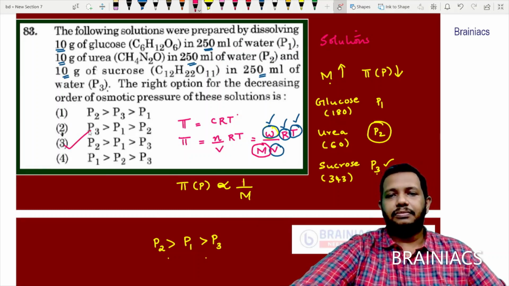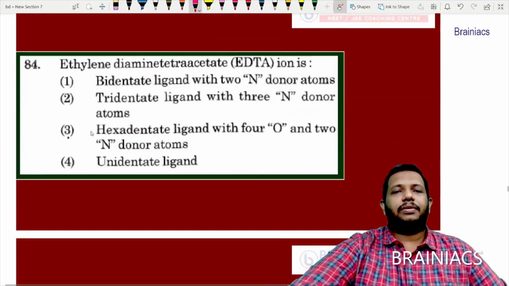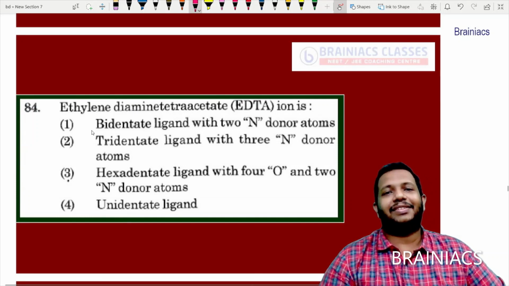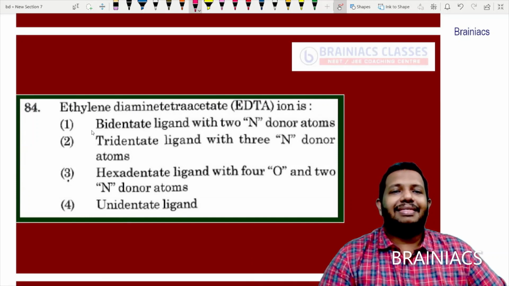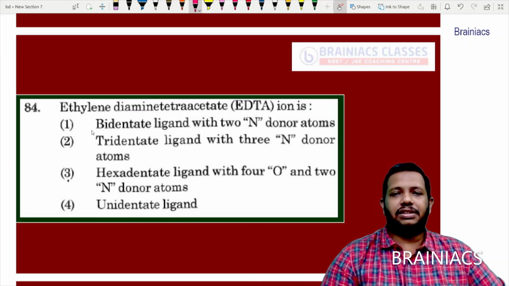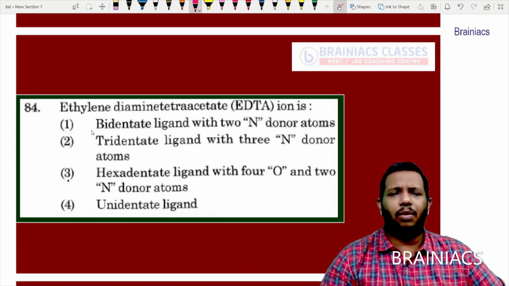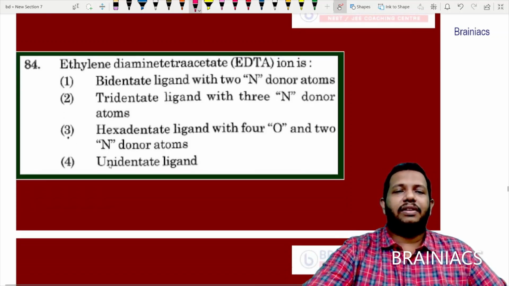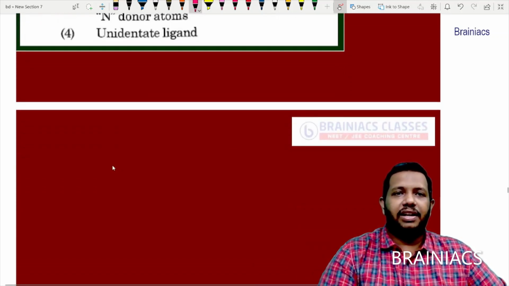Okay. So let's go to the next question. So the next one is from the chapter coordination compounds, and it's a very familiar question. Ethylene diamine tetraacetate, EDTA. In our lectures, we are clearly explaining what is EDTA, what is its role and everything. They are asking what is the structure of EDTA. So let's understand the structure of EDTA, how the EDTA looks like.